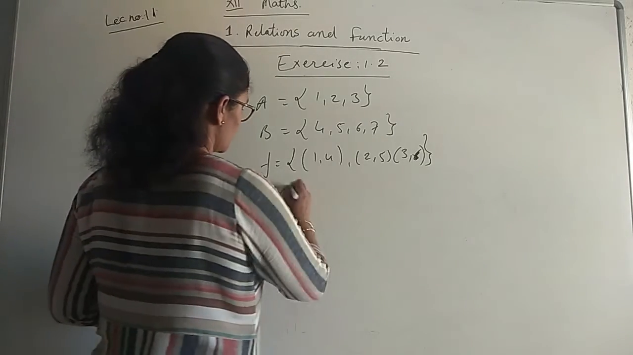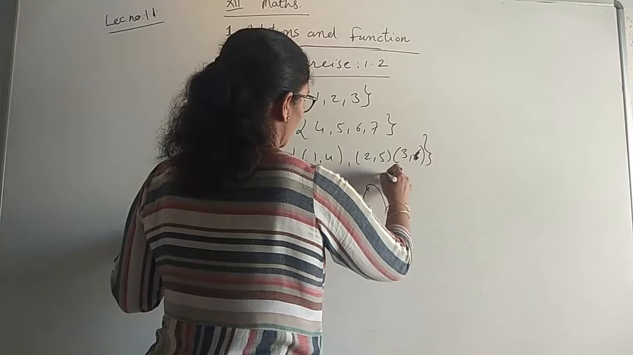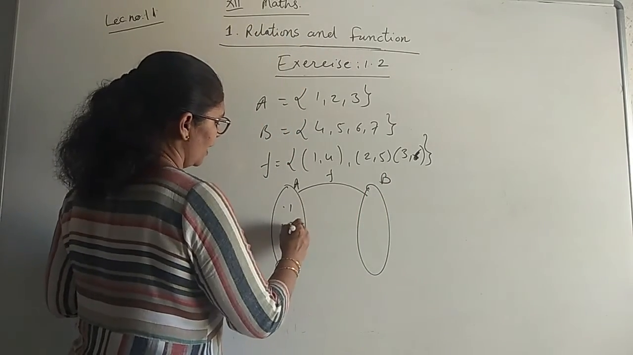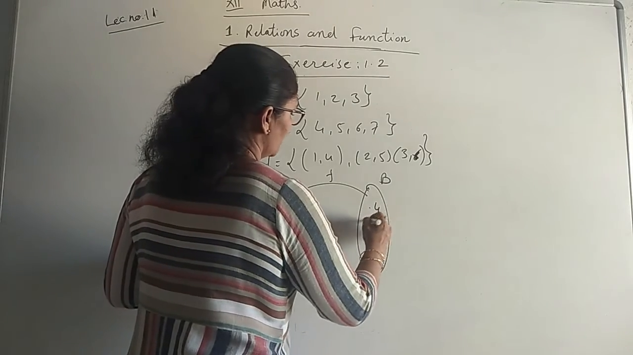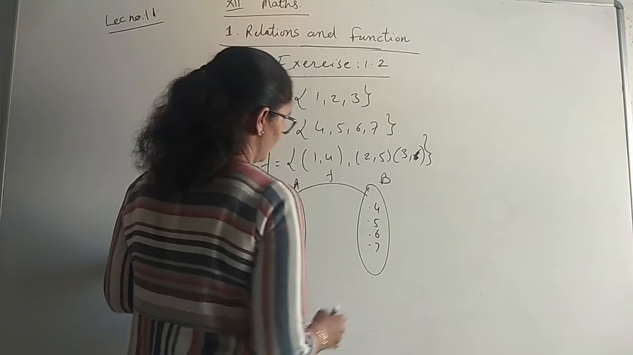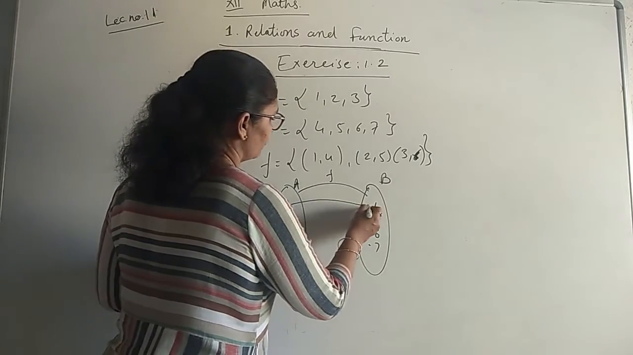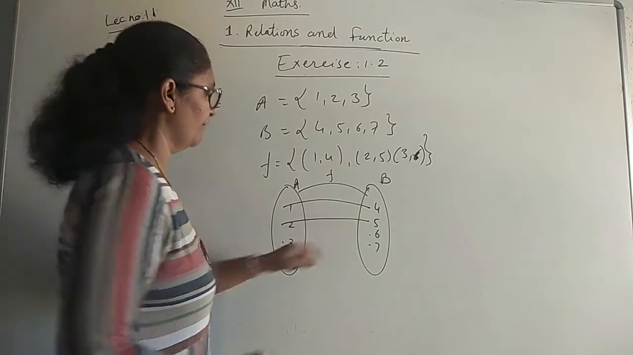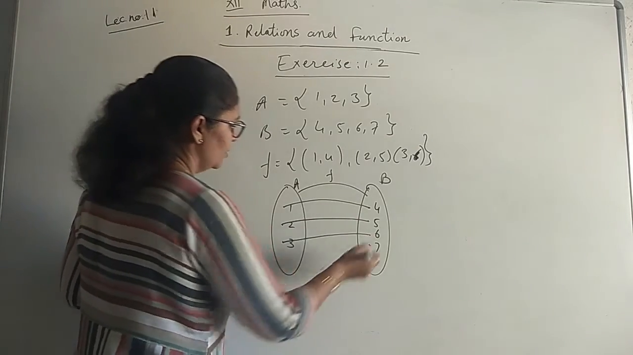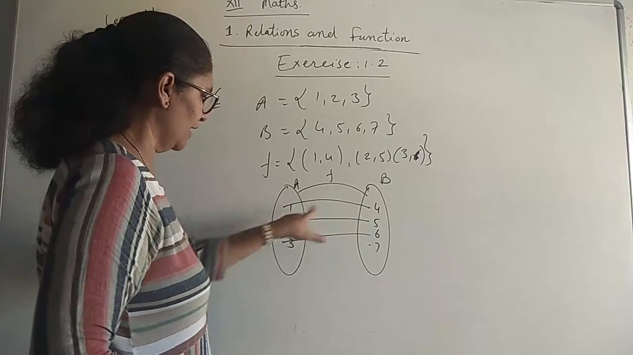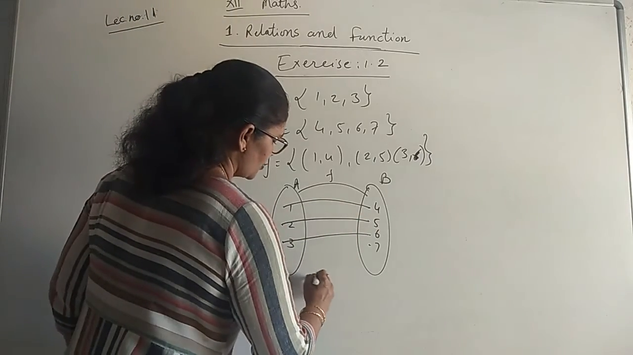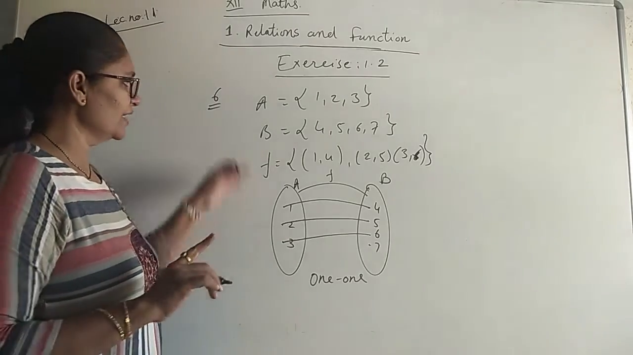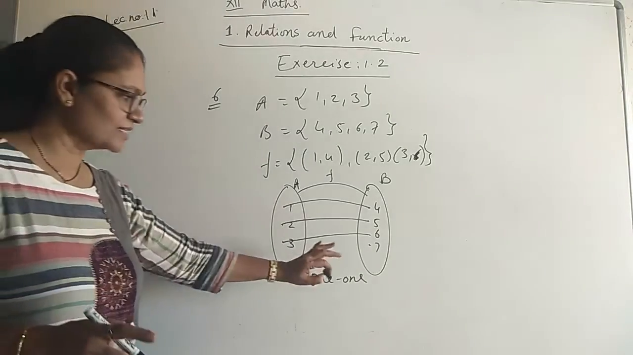Okay, let's start with a Venn diagram of A and B. Now we are representing this by a function. In A we have 1, 2, 3. And in B we have 4, 5, 6 and 7. The relation is given as 1 with 4, 2 with 5 and 3 with 6. So check: for one input, one answer. So this relation is 1-1. Now only this question, check whether it is 1-1 or not. So our answer is true.